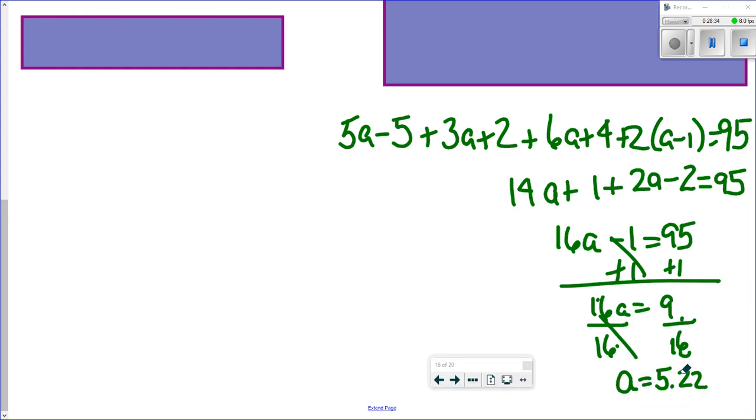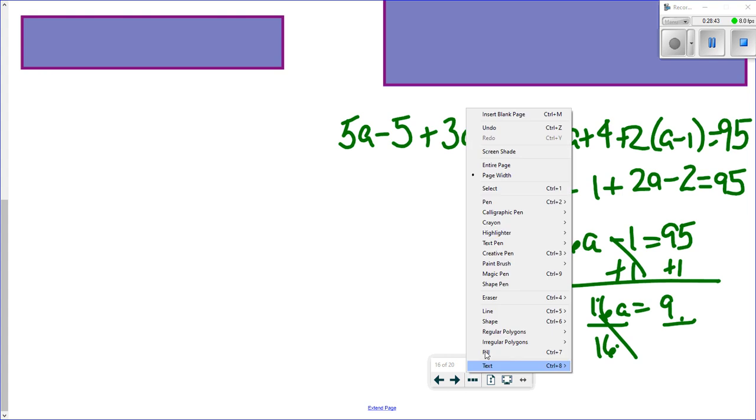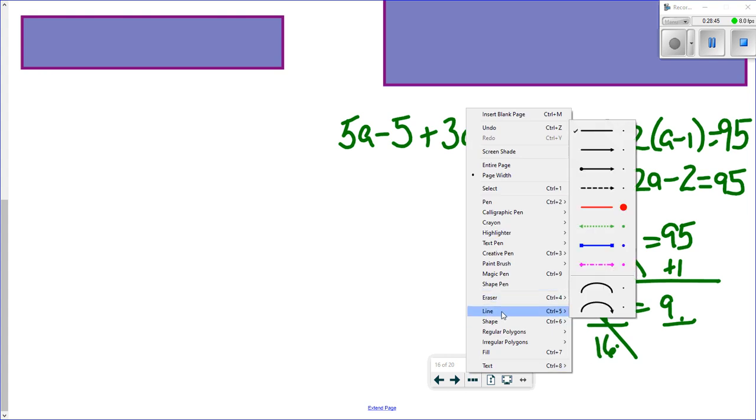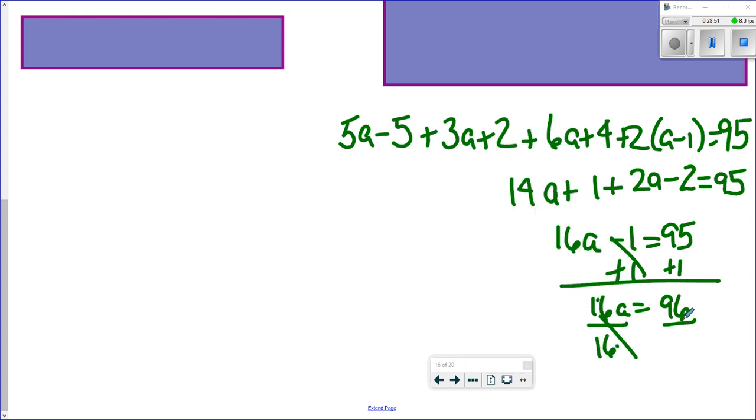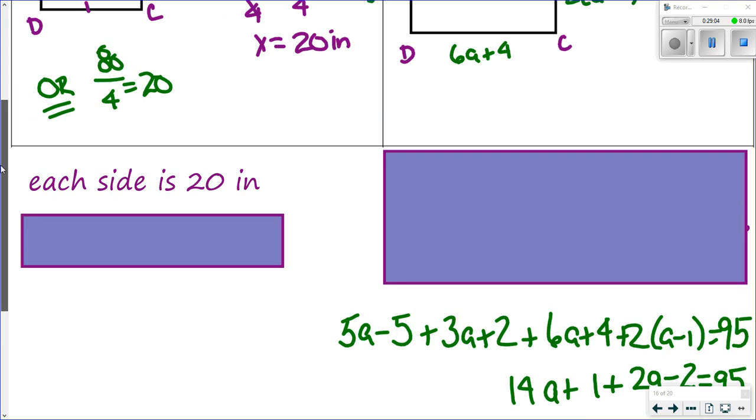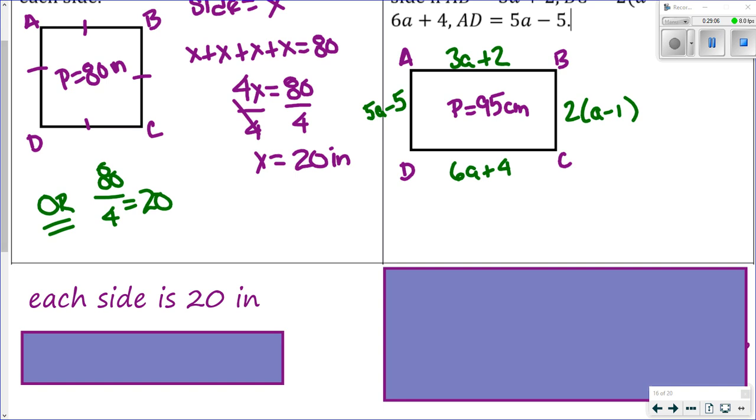Alright, let me move this out of the way. So if you've caught that mistake before, that's good. Alright, 96, and then divide by that. So we should get an answer of 6. Now once we got 6, move that back here. Our a is equal to 6. Now we can start plugging it in and getting our sides. So I'll put a equals 6.